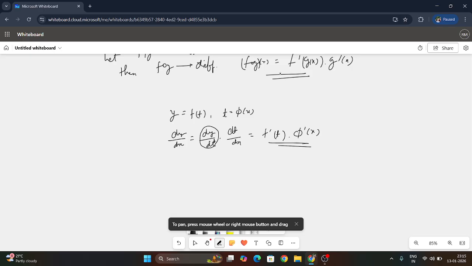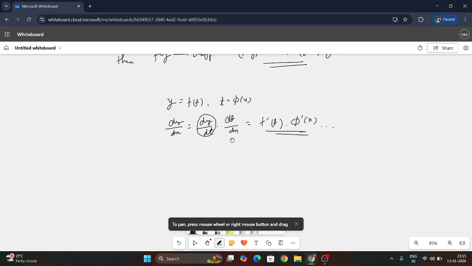In a similar way, if they give more and more variables, maybe y is a function of t, t is a function of x, and x is a function of some other variable, then we have to keep on extending this on this side also. Now let's take an example and see how to solve the questions. That's very important.